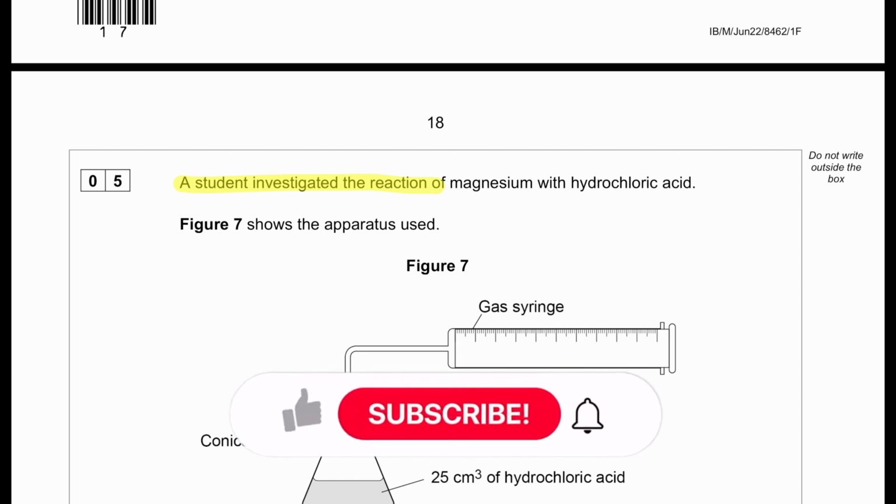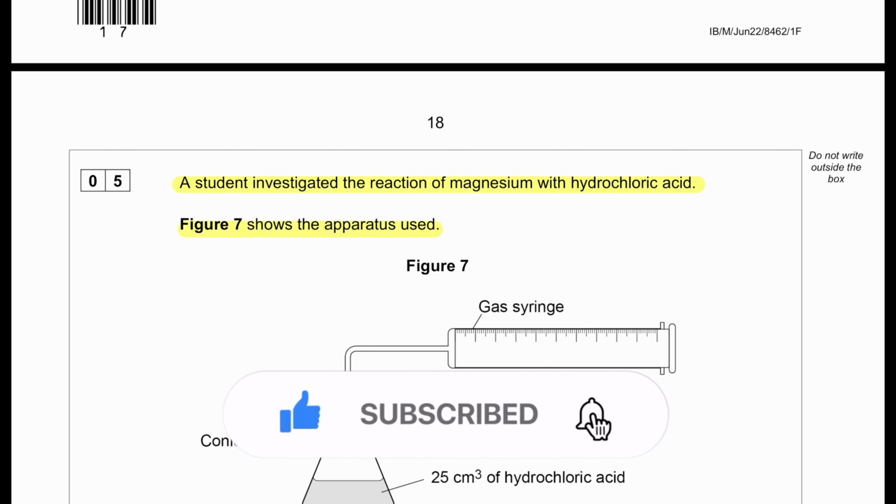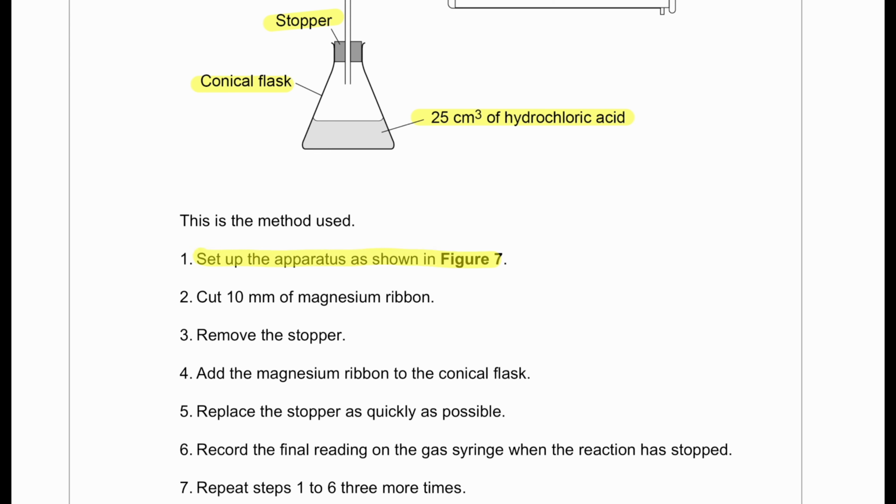A student investigated the reaction of magnesium with hydrochloric acid. Figure 7 shows the apparatus used. We can see stopper, conical flask, 25 cm of hydrochloric acid and a gas syringe. Set up the apparatus as shown in figure 7. Cut 10 mm of magnesium ribbon. Remove the stopper. Add the magnesium ribbon to the conical flask.